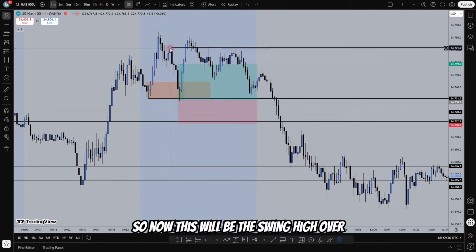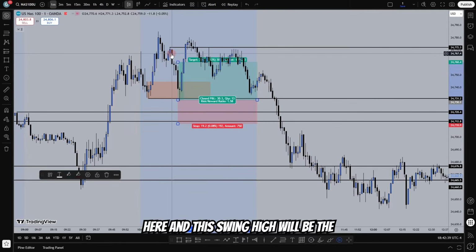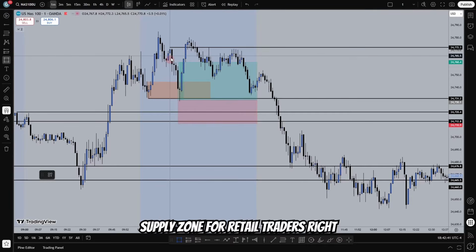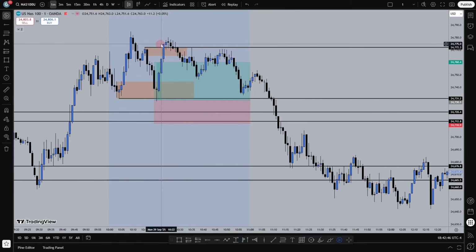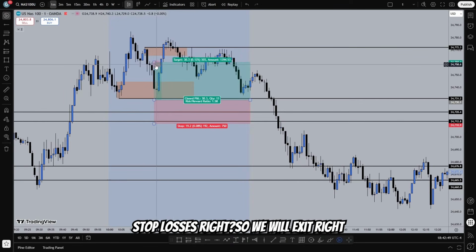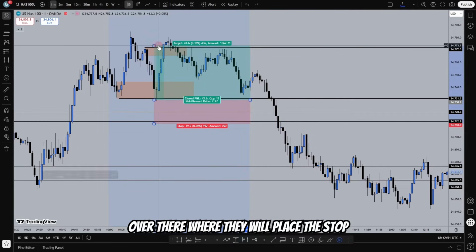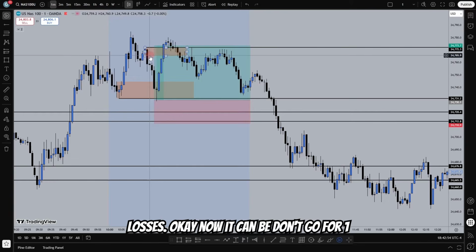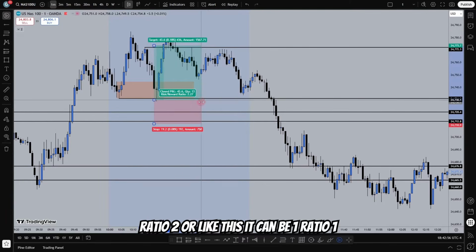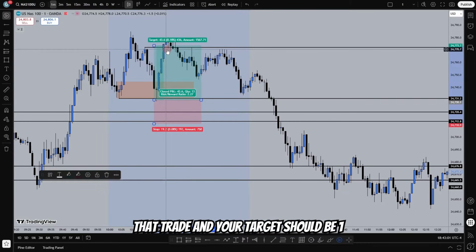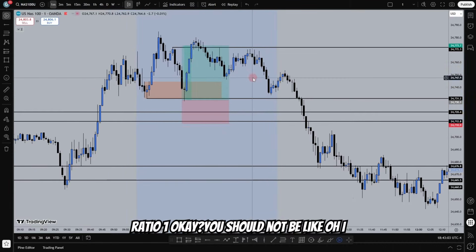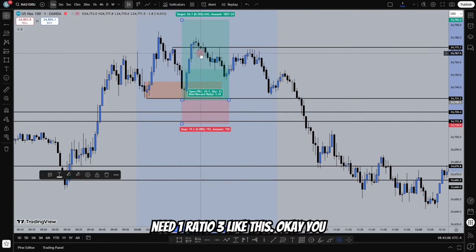So now this will be the swing high over here, and this swing high will be the supply zone for retail traders, right? So what will be above that supply zone? Stop losses, right? So we will exit right over there where they will place the stop losses. Okay, now don't go for 1:2 or like this, it can be 1:1 also, but still you can get into that trade and your target should be 1:1.